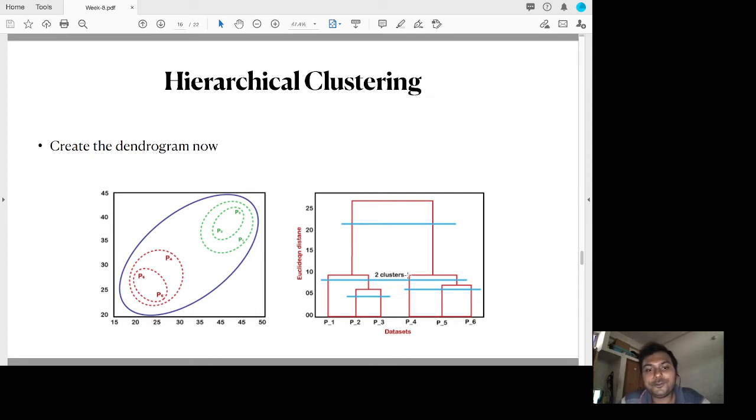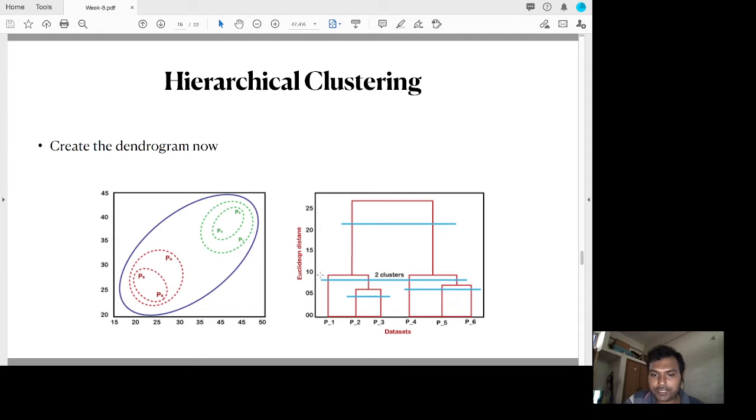Let's come to these blue lines, and then maybe we'll understand. The blue lines mean that if you cut the dendrogram at this particular level, this is how many clusters you get. I don't know why 2 clusters have been written here, but 2 clusters should ideally be written here. If you cut the dendrogram at this level, let's say 21, you are getting 2 clusters, which means that P1, P2, P3 belong to one cluster, and P4, P5, P6 belong to the other cluster. That is the meaning of this blue curve.